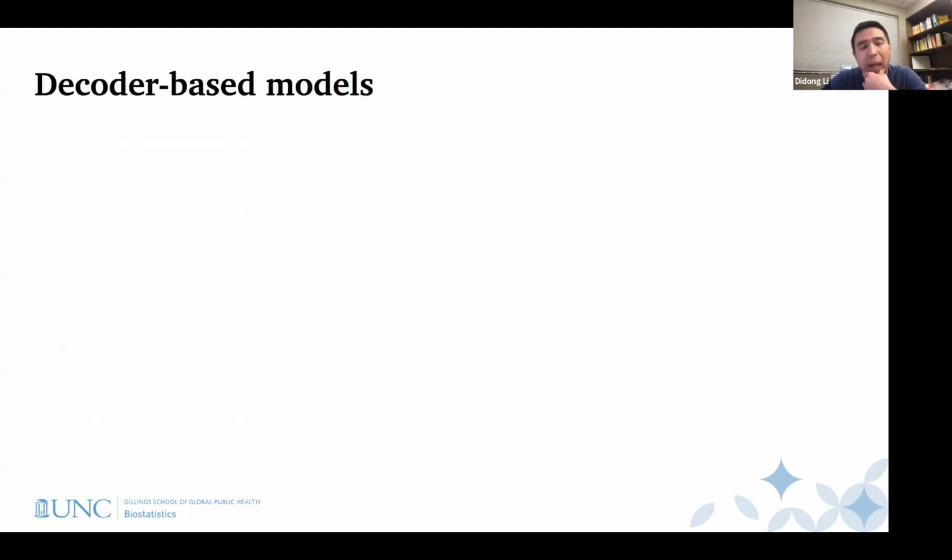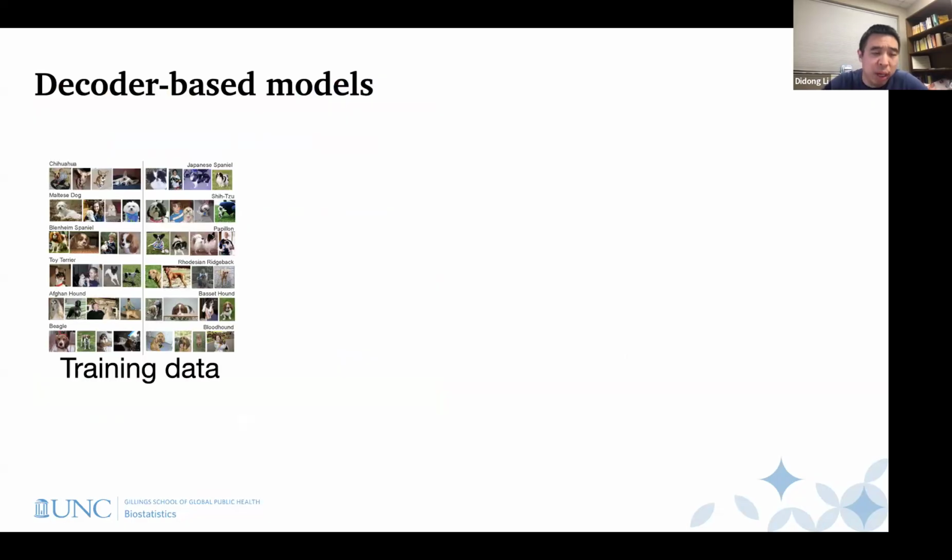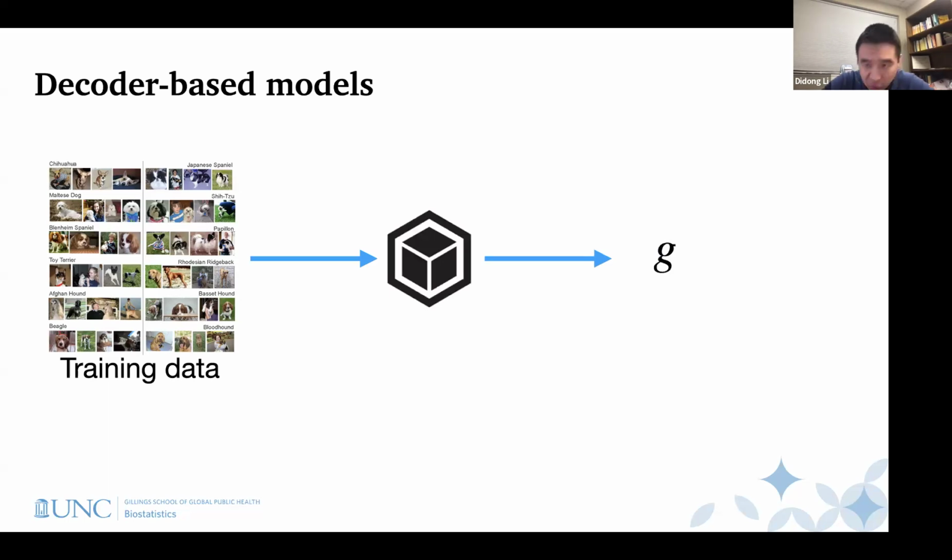Among these generative AI, I am focusing on a special type of model called decoder-based model. Again, it's not because it's easy to analyze, it's because it's the most popular or most commonly used model in practice with really good performance. So here's a pipeline. We start with a training data set. We throw this into usually a black box model. It spits out a function G. I call this the generator. That's why I use the letter G. And with this G, we can do data generating.